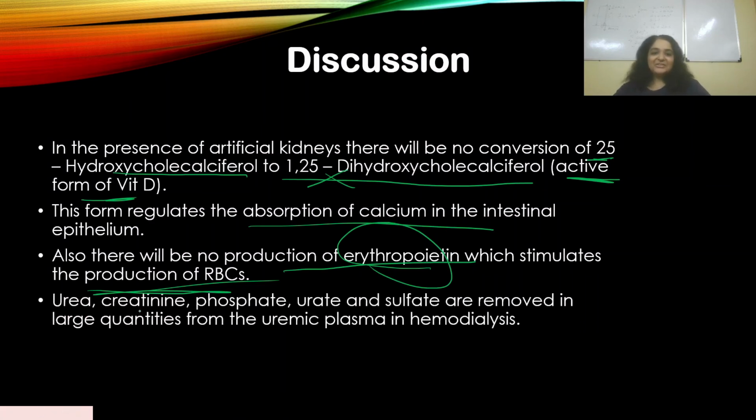So urea, creatinine, phosphate, urate and sulfate are removed in large quantities from the uremic plasma in hemodialysis. So hemodialysis is an artificial kidney where a dialyzing fluid is placed along with plasma, and so there is a net diffusion of components of molecules. So urea, creatinine, phosphate, urate and sulfate are removed in large quantities. Okay, next question.